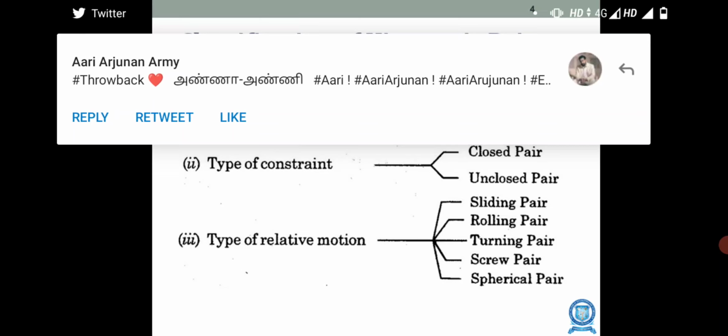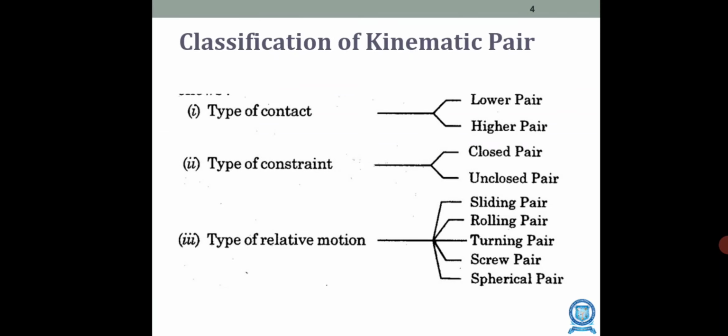Next is the classification of kinematic pairs. There are certain criteria upon which we determine the kinematic pairs. Number 1 is based on the type of contact: a lower pair or a higher pair. Then it can be based on the type of constraint: a closed pair or an unclosed pair. Based on the type of relative motion, it can be a sliding pair, rolling pair, turning pair, screw pair or spherical pair. These are the various classifications of kinematic pairs, and we will be discussing them now.